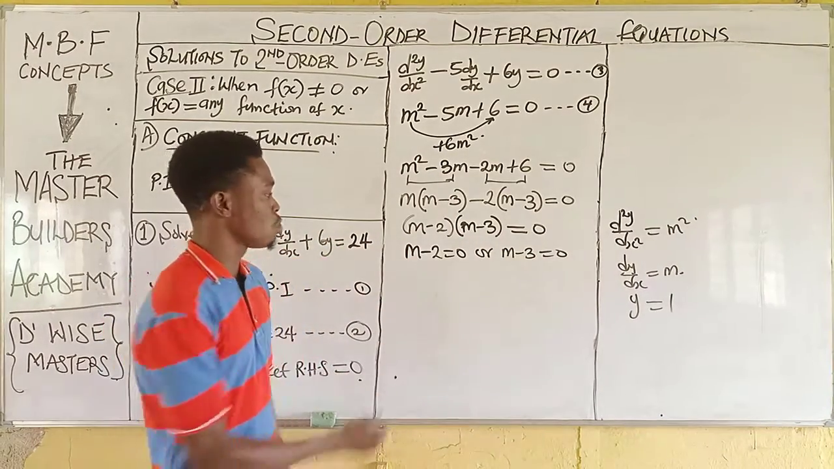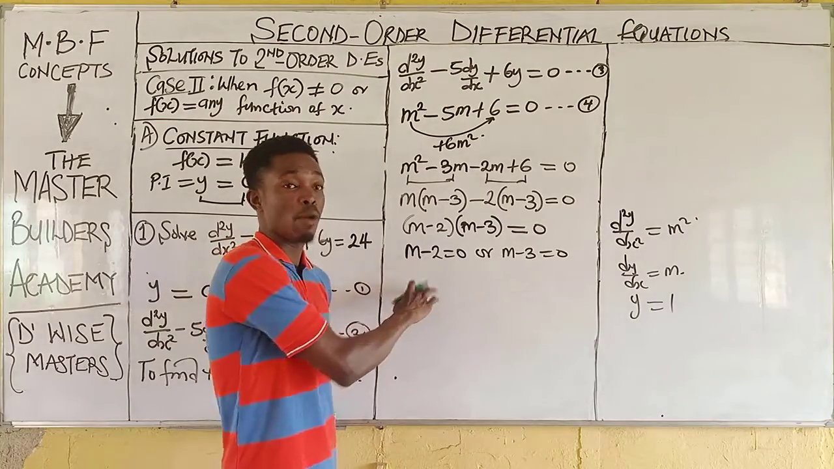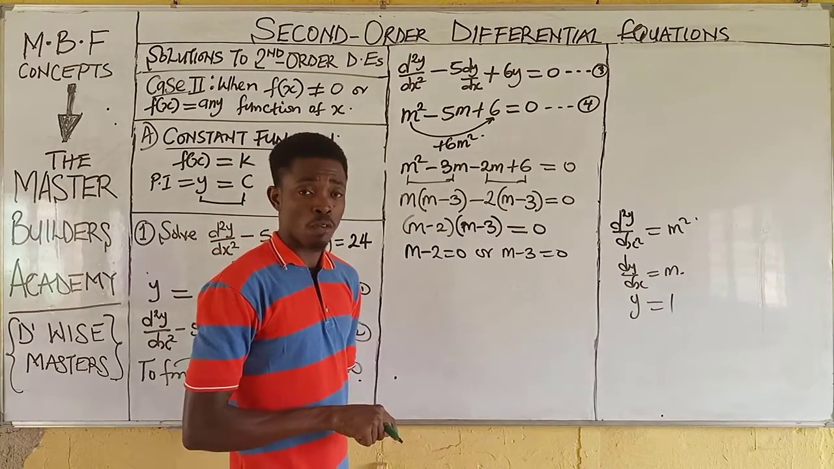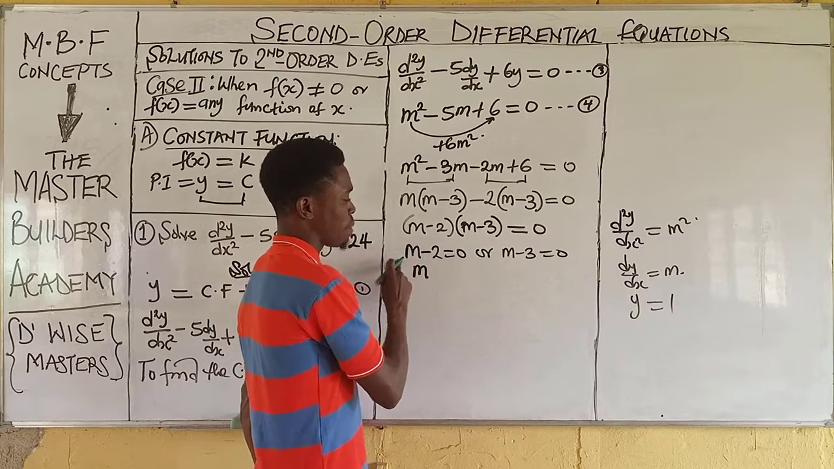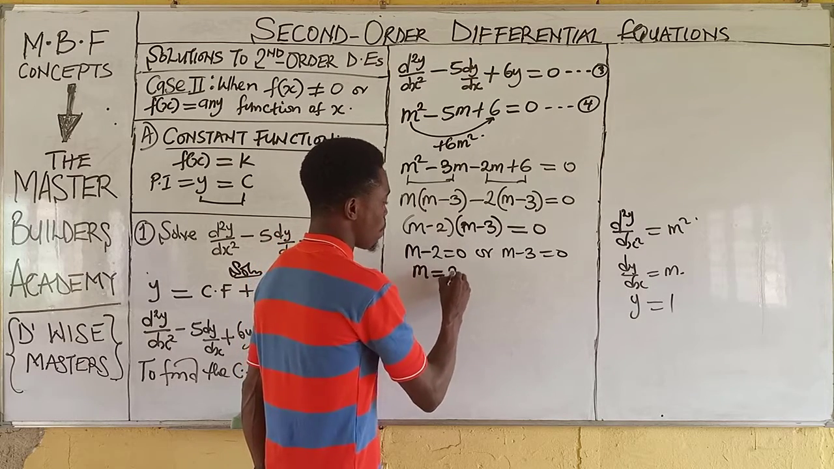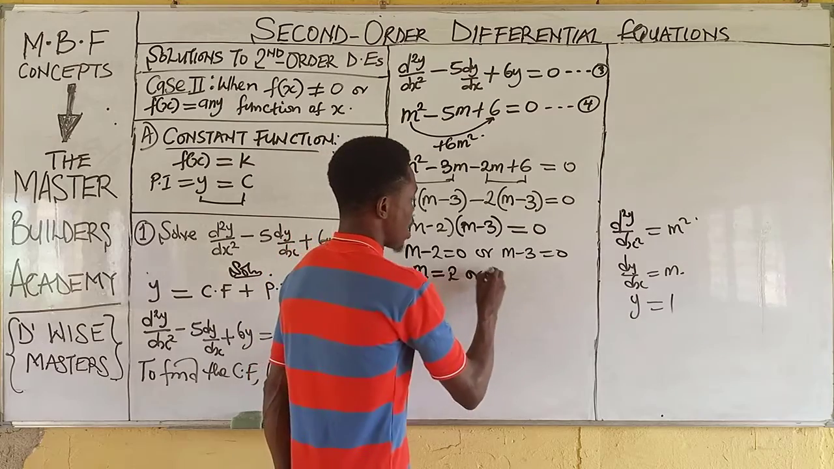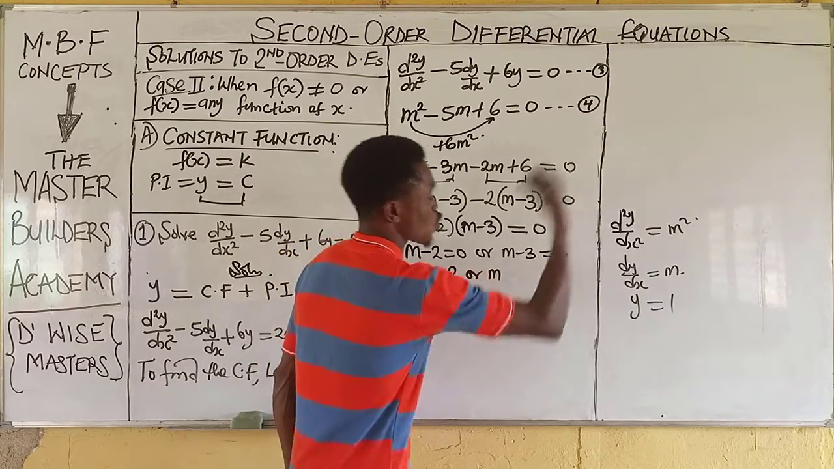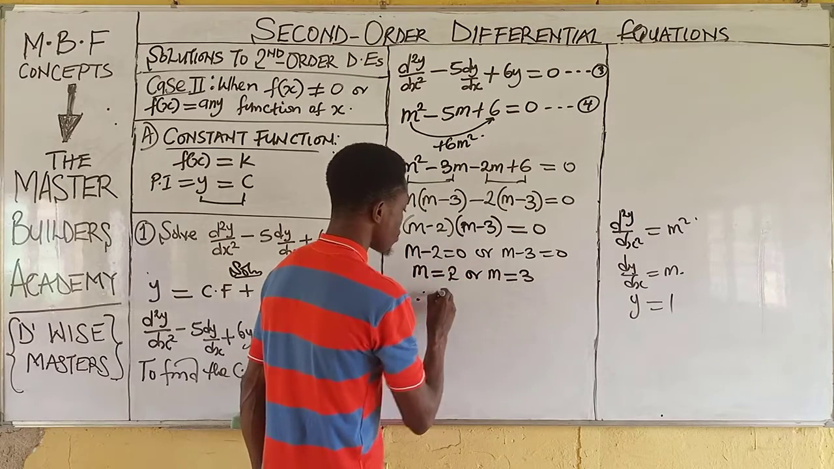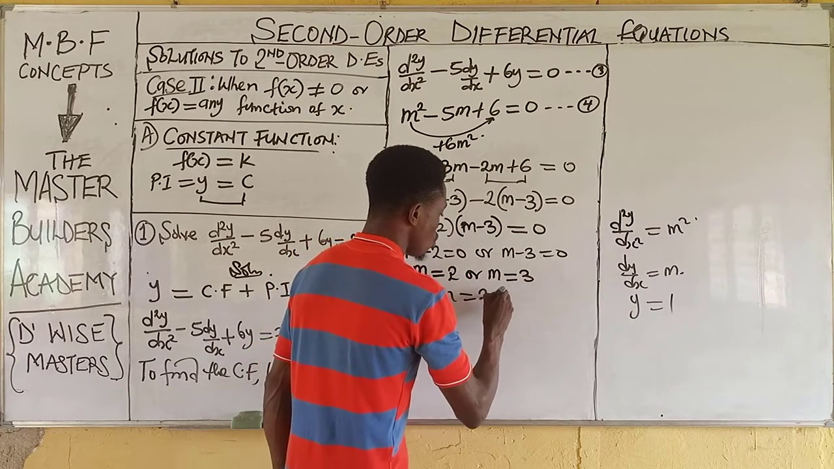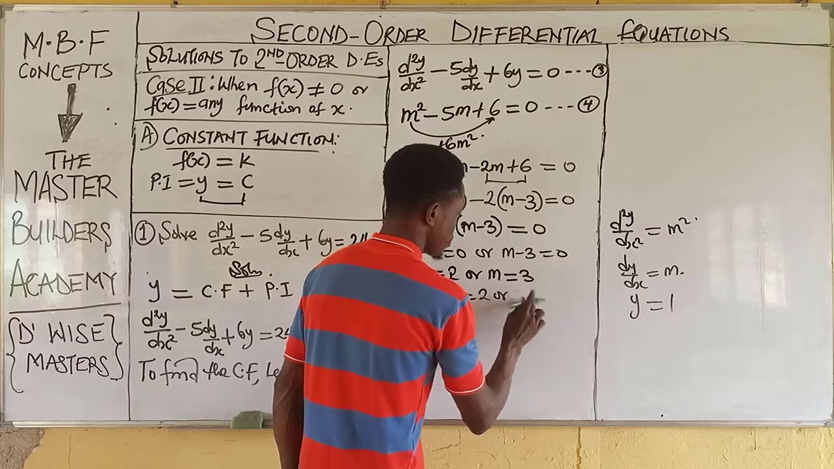Now, if this is understood, all I need to do is to find m, or make m the subject of the formula. Then we have this as m. As minus 2 crosses from left to right, it automatically becomes positive 2. Now, negative 3 also crosses from left to right, so we have positive 3. Therefore, m is equal to 2 or 3.